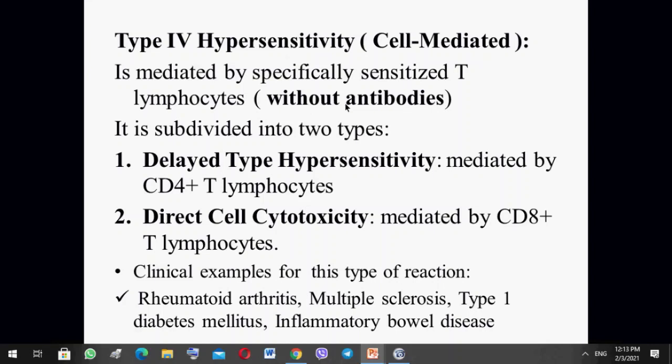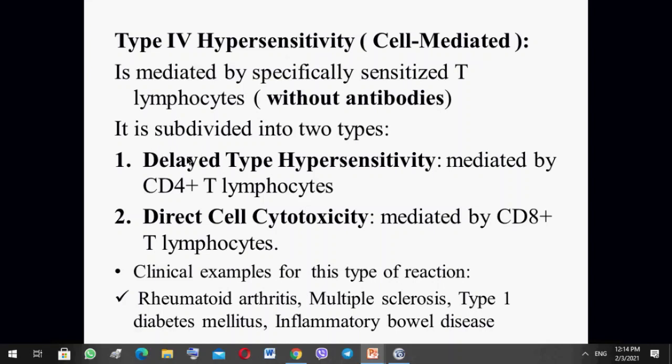We don't have the IgE that we saw in type 1, nor the IgG and IgM that we saw in type 2, nor the immune complex, which also includes IgM and IgG with the antigens in type 3. Here we don't have any antibody, we just have lymphocytes, which are sensitized T lymphocytes. Okay, the main player in type 4 is the T lymphocytes, and these T lymphocytes are divided into two types. We have two types of T lymphocytes.